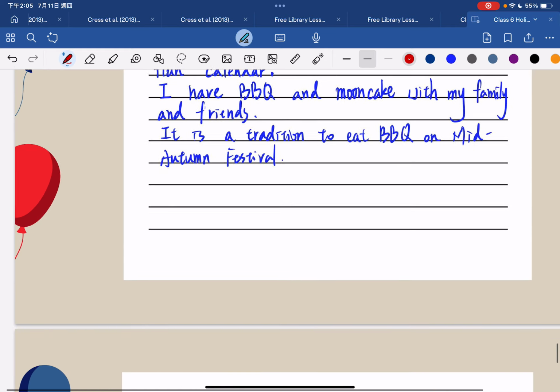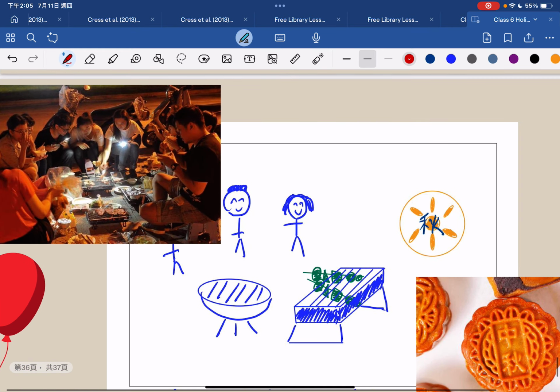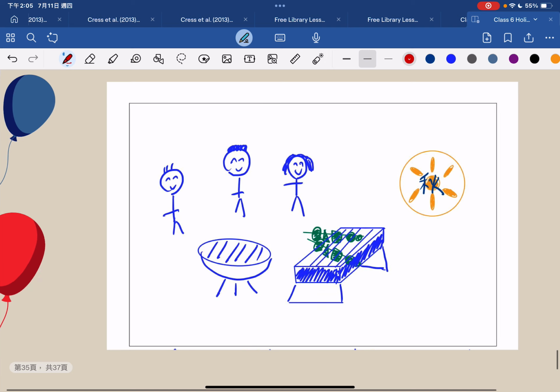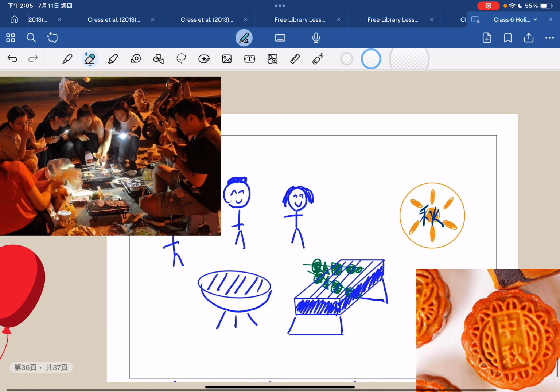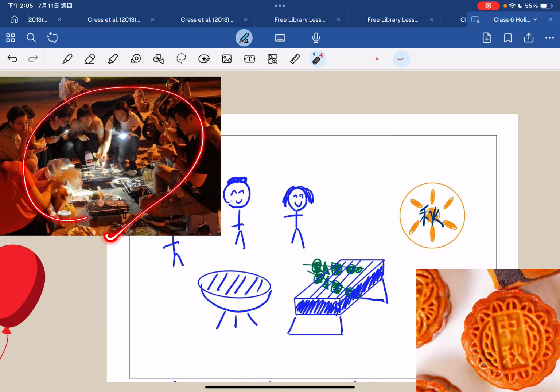What I drew here is barbecue and mooncake. This is a group of people having barbecue. I found it online, so it's not me and my friends, but it's pretty much what we do together. We have a little grill on the floor. People have barbecue together, and we have mooncake too.